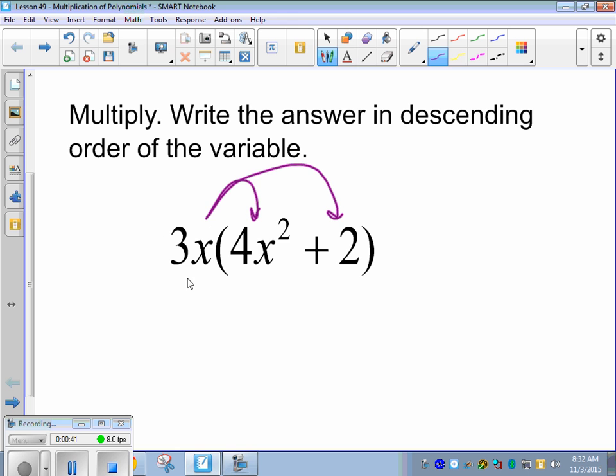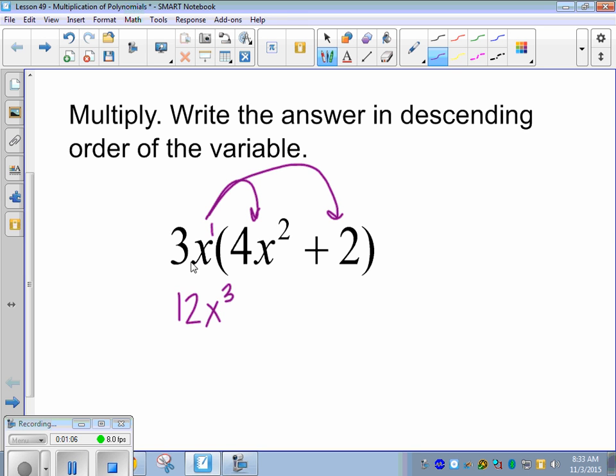So first I'm going to multiply 3x times 4x squared. Jackie, what am I going to get when I multiply 3x times 4x squared? 12x cubed. Perfect. So when we're multiplying these, we multiply the numbers together, so 3 times 4 gives me 12. And then we multiply the x's together. X, this is really x to the first, times x squared gives me x cubed.